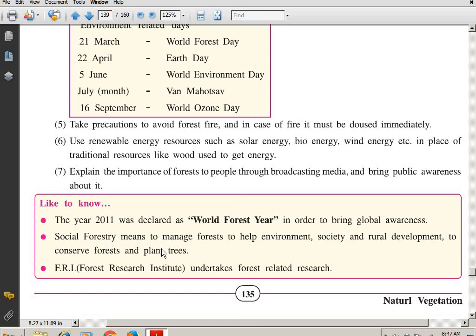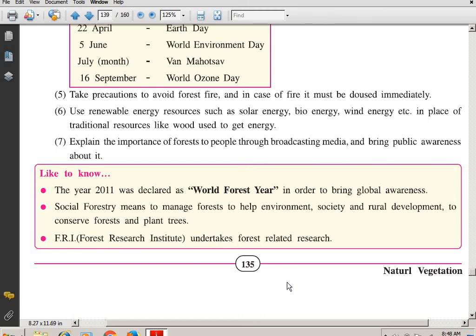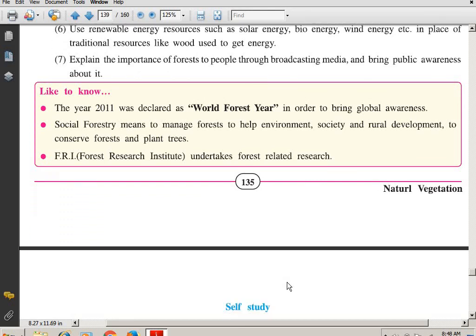Social forestry means to manage forest to help environment, society and rural development, to conserve forest and plant trees. FRI, that is Forest Research Institute, undertakes forest related research. So students, with this we have finished the chapter over here.